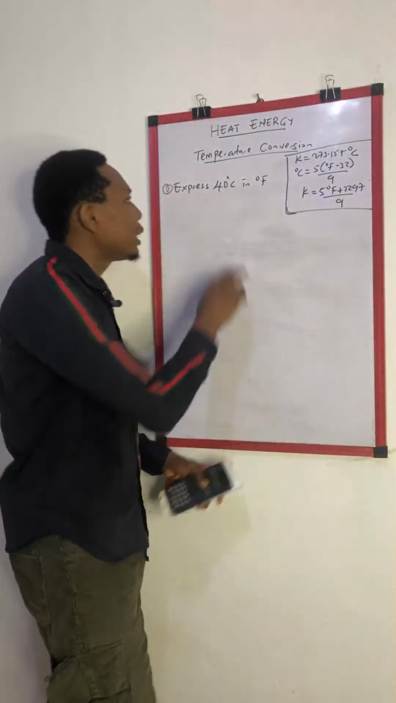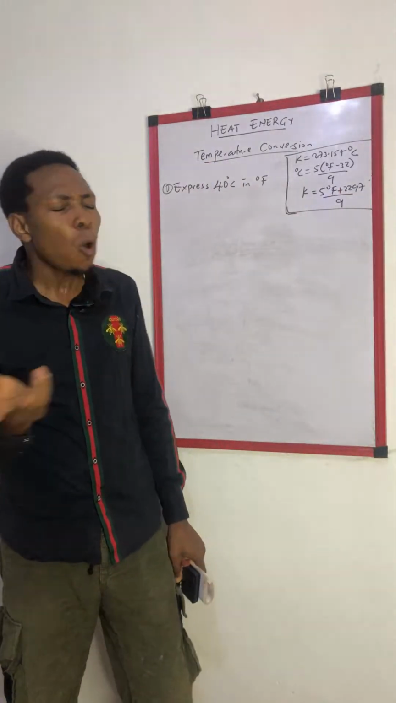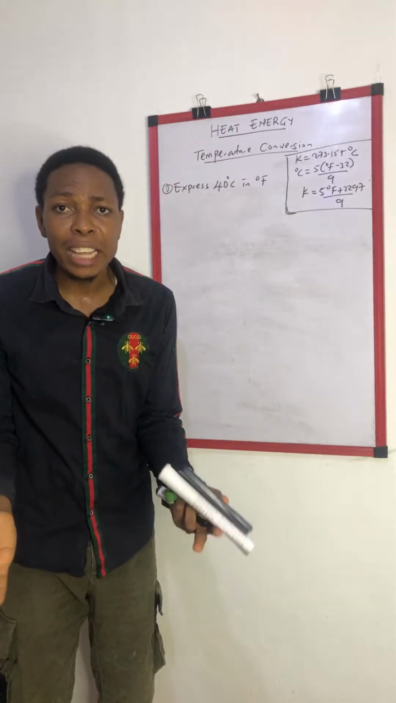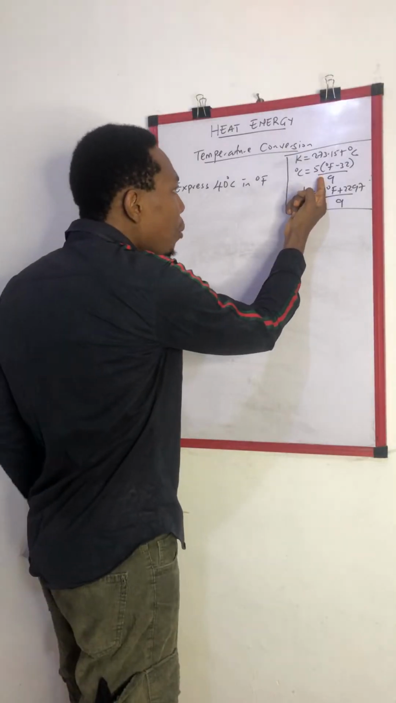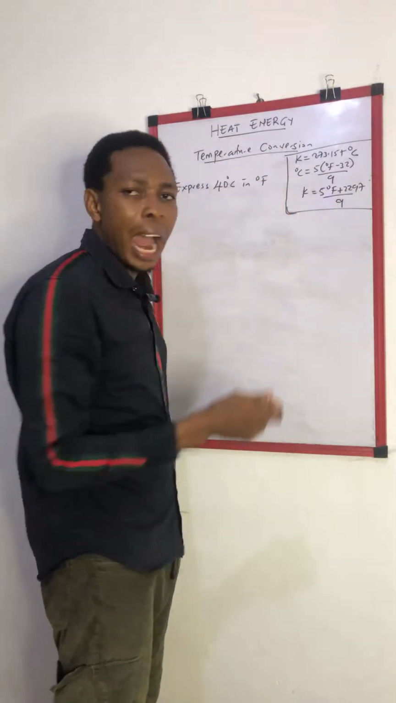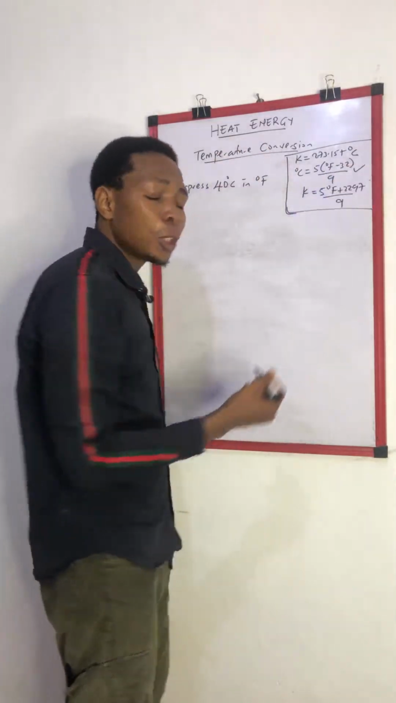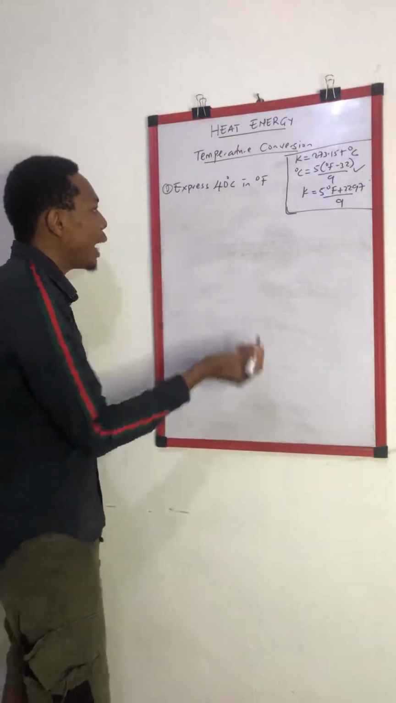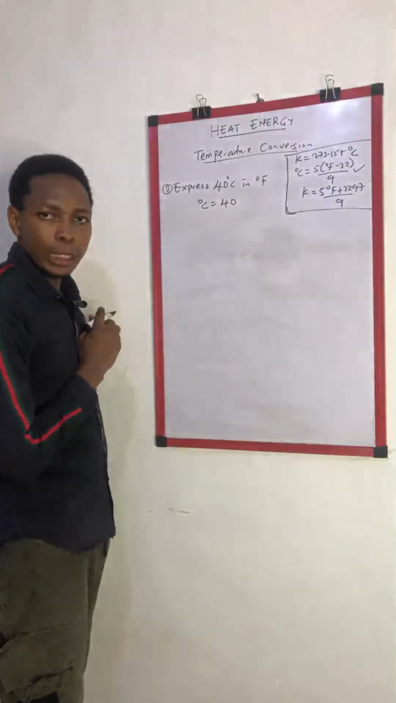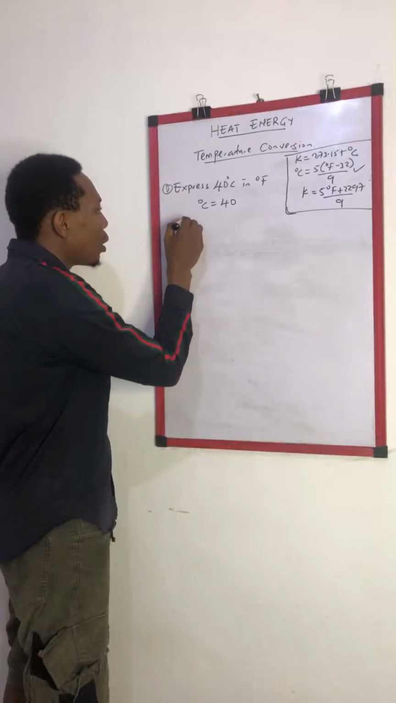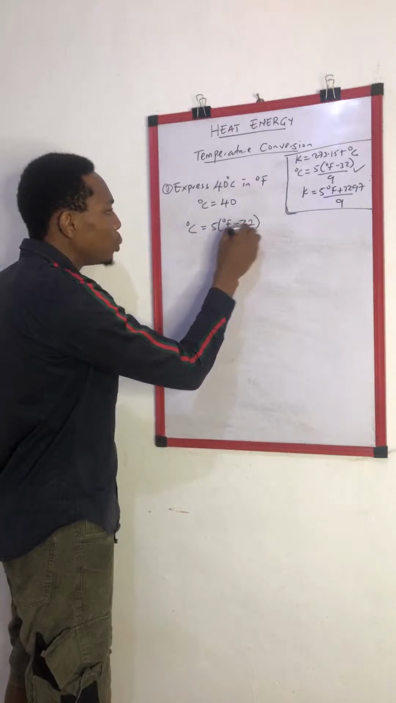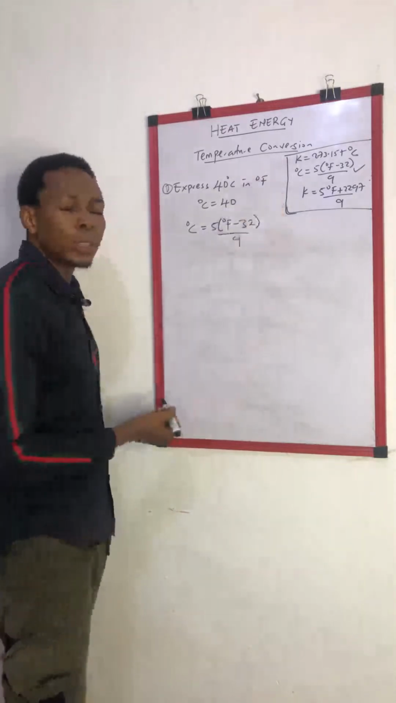Now, whenever you are given a question like this in your exam, what should come to your mind? Oh, this is the relationship between degree Celsius and degree Fahrenheit. It should be which formula? This is Kelvin and Celsius, this is Celsius and Fahrenheit, and this is Kelvin and Fahrenheit. So the right equation to use is equation 2. They are telling you here that your degree Celsius is 40. Now, using that formula, we have degree Celsius equals 5 brackets degree Fahrenheit minus 32 all over 9.